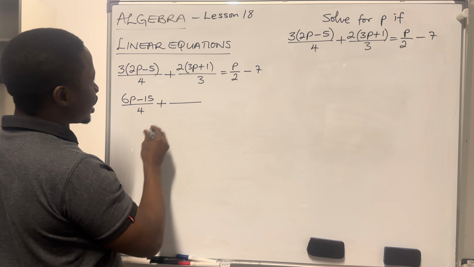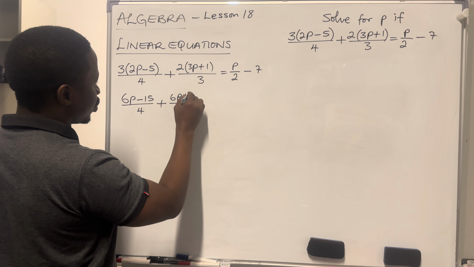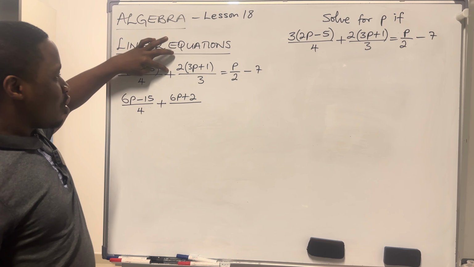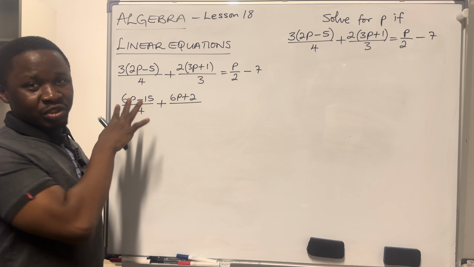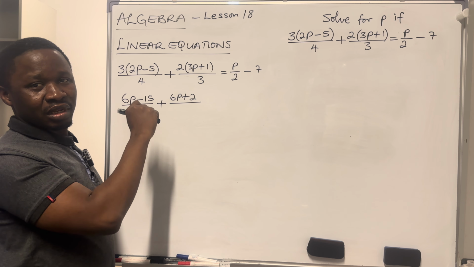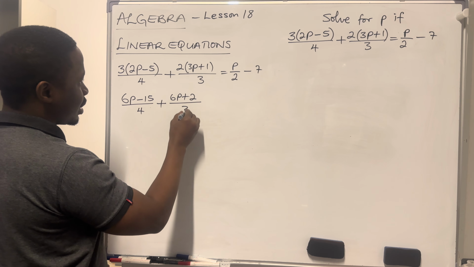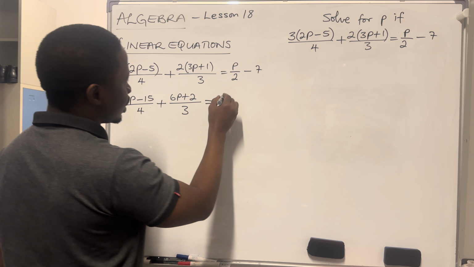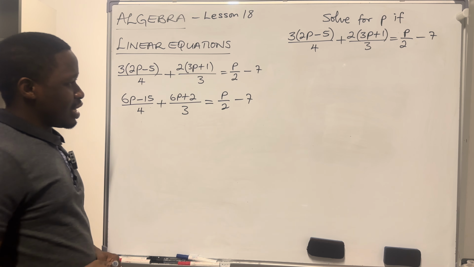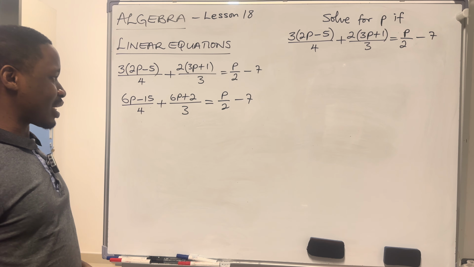So 2 times 3p is 6p. 2 times plus 1 is plus 2. In some cases, you will see a minus here. Once you are expanding in a situation like this, don't allow this minus to affect what is here, just this one. So divided by 3 equal to p over 2 minus 7. Now we are done with the bracket. We don't have a bracket anymore.